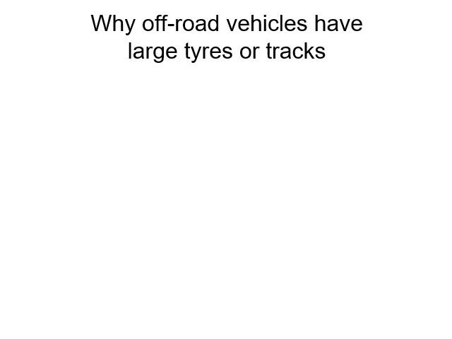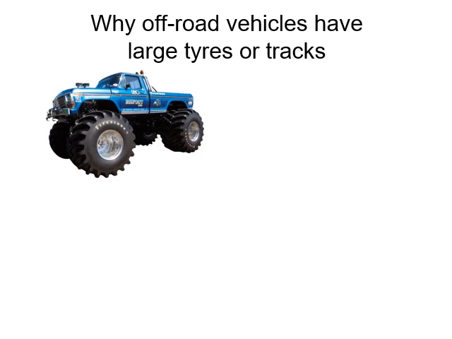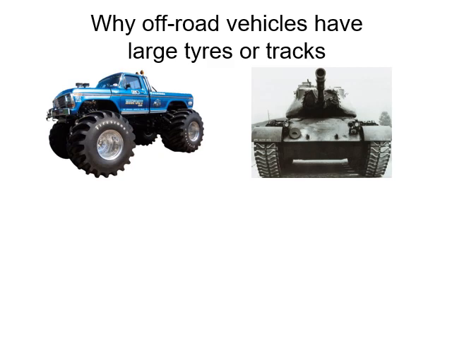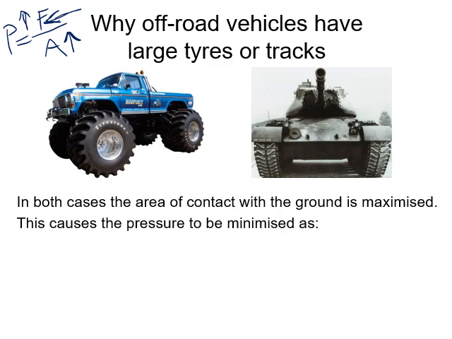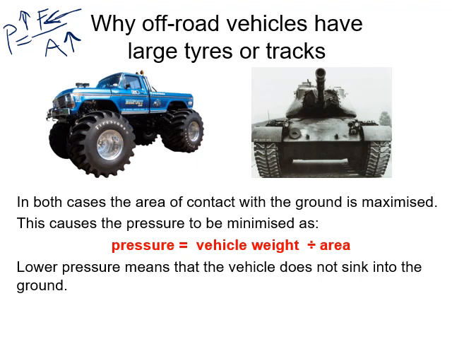So why do off-road vehicles have large tyres or tracks? This is an example of an off-road vehicle which has large tracks, or tyres in this case, and tanks obviously have tracks. In both cases, what you're doing is you're increasing A, okay? We already know that pressure equals force divided by area. Now, these vehicles are pretty heavy, so the force is going to be quite large, but you also want to increase the area to balance out the force. That way the pressure is reduced, so you're not sinking into the mud. As I've said, pressure equals vehicle weight divided by area. So low pressure means that it doesn't get stuck and sink, basically.